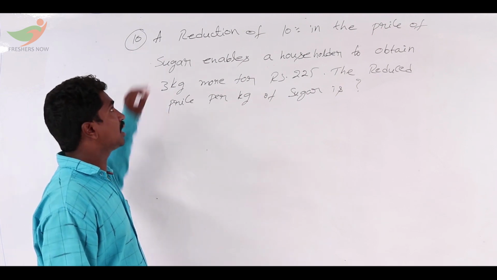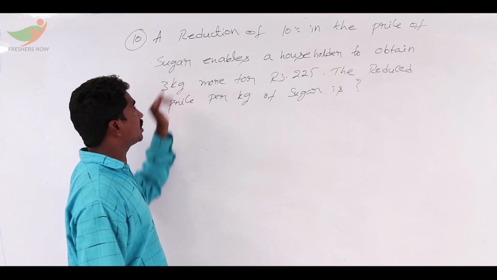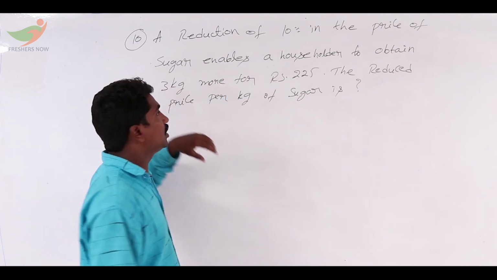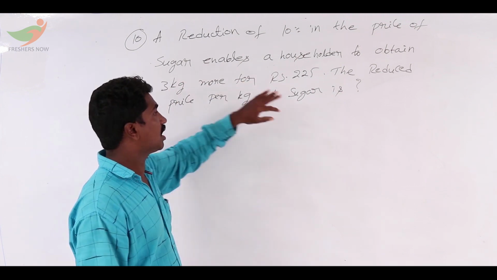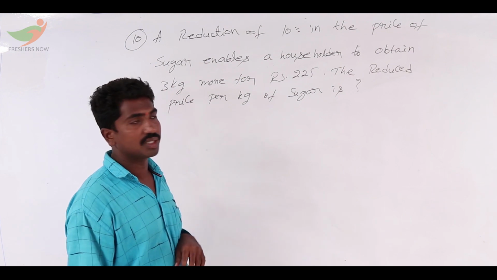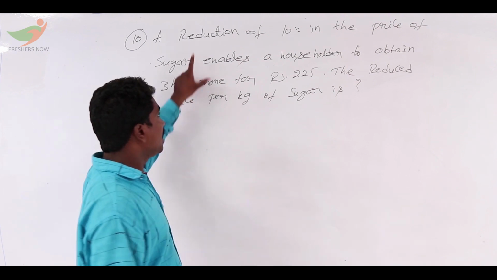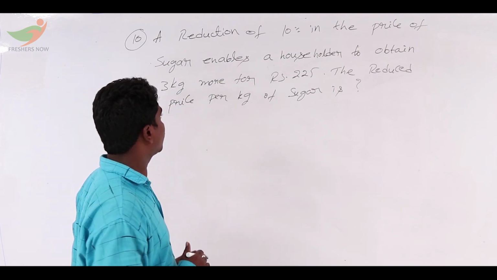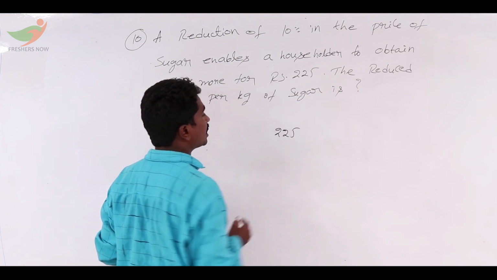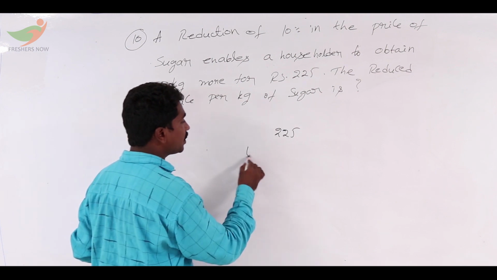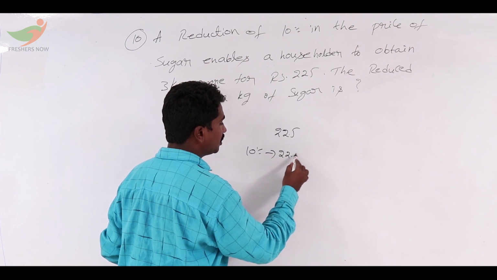Now we discuss 10th question in percentages. A reduction of 10% in the price of sugar enables a householder to obtain 3 kg more for 225 rupees. The reduced price per kilogram of sugar is? This is a very important question in percentages. Here he has given the money 225 rupees. 10% value. To find 10% value, put a point after one digit from right. So 10% value 22.5.